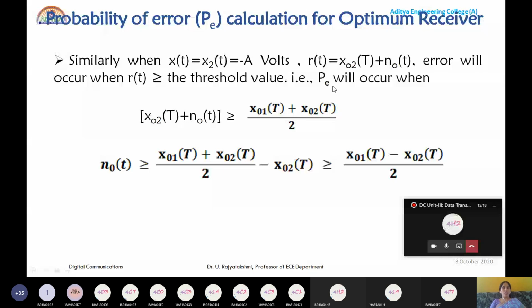Here the probability of error will occur whenever our output signal is greater than or equal to the threshold value. Here we assumed the threshold value as the average of the two output signal components, x naught 1 of t minus x naught 2 of t divided by 2. So I can say that this is an upper threshold boundary, or upper decision boundary. Using the threshold value, which is the average of the two output signal components, we have constructed two threshold boundaries.